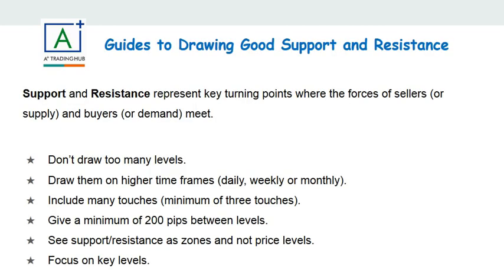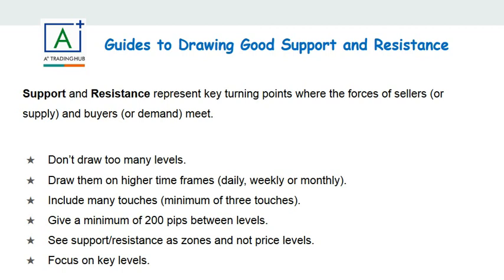Support and resistance are key turning points where forces of sellers and buyers meet. So these are price levels where traders tend to buy and sell from. You buy low and you sell higher. So support and resistance gives you a kind of guide on where you should buy and where you should sell from. So when drawing a support and resistance, you don't have to draw too many levels.